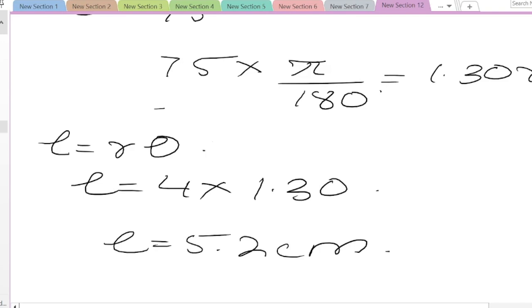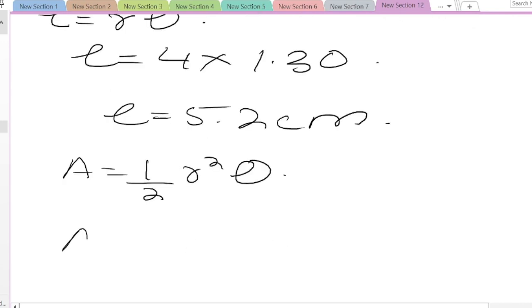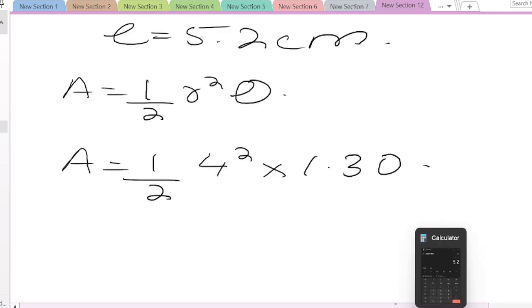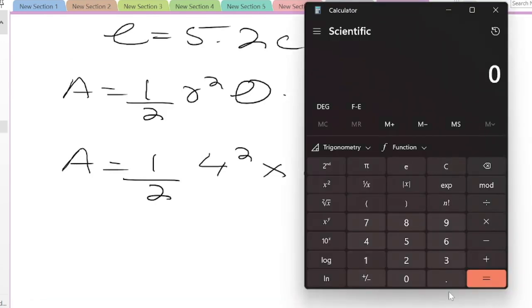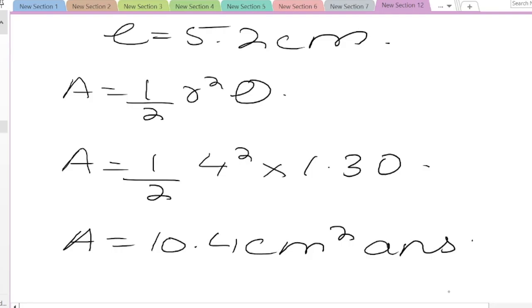Now we will find the area. In order to find the area, we're going to use the formula 1 by 2 r square theta. So we can write here 1 by 2, and what is r here? r is given as 4, so 4 square, and the value of theta is given as 1.30. Then we're going to take the square of 4, which is 16. So 16 will be multiplied with 1.30. Here we get 20.8 divided by 2. So that means the area is equal to 10.4 centimeter square. So that is the answer.